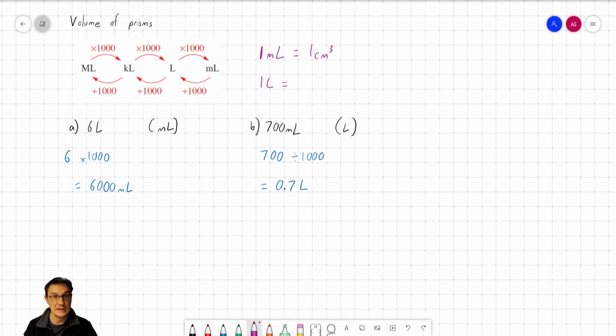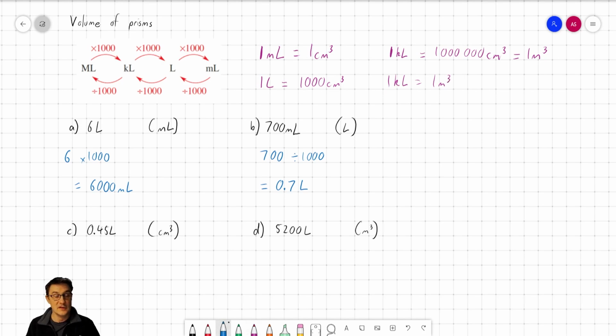The other key thing here is when we start to convert other things. For example, 1 liter, when we convert this, is going to be equal to 1000 centimeters cubed, because there are 1000 milliliters in that liter. We go a little bit further now and think about a kiloliter. 1 kiloliter, when we convert this, is going to be equal to 1 million centimeters cubed. But we can also take this further, and we can also say that this is equal to 1 meter cubed as well. So 1 kiloliter is going to be equal to 1 meter cubed in this instance.